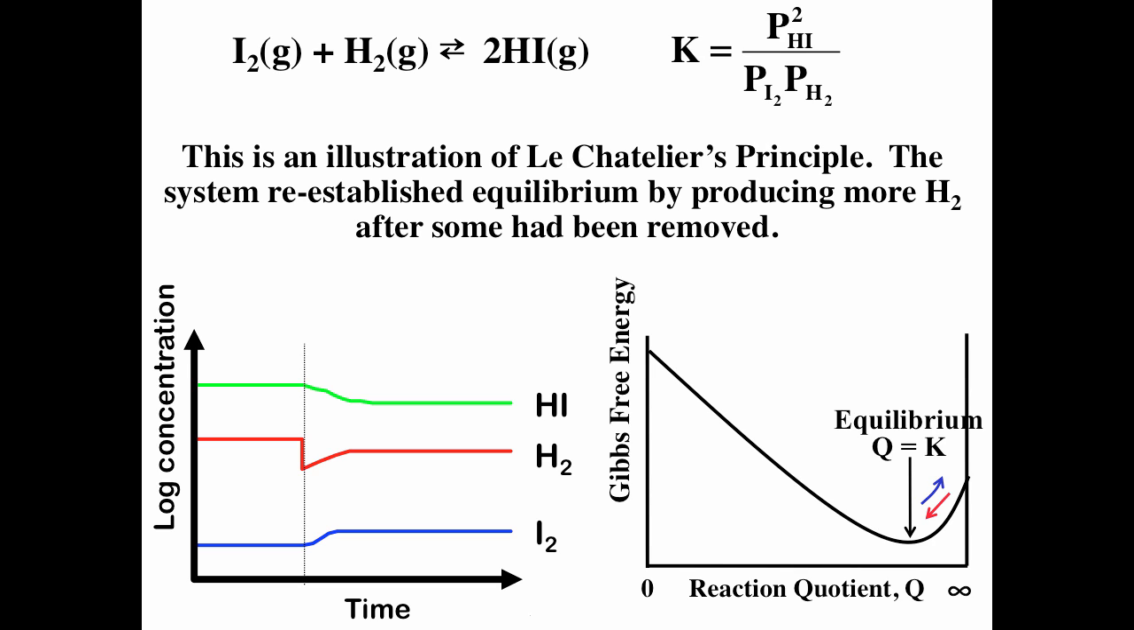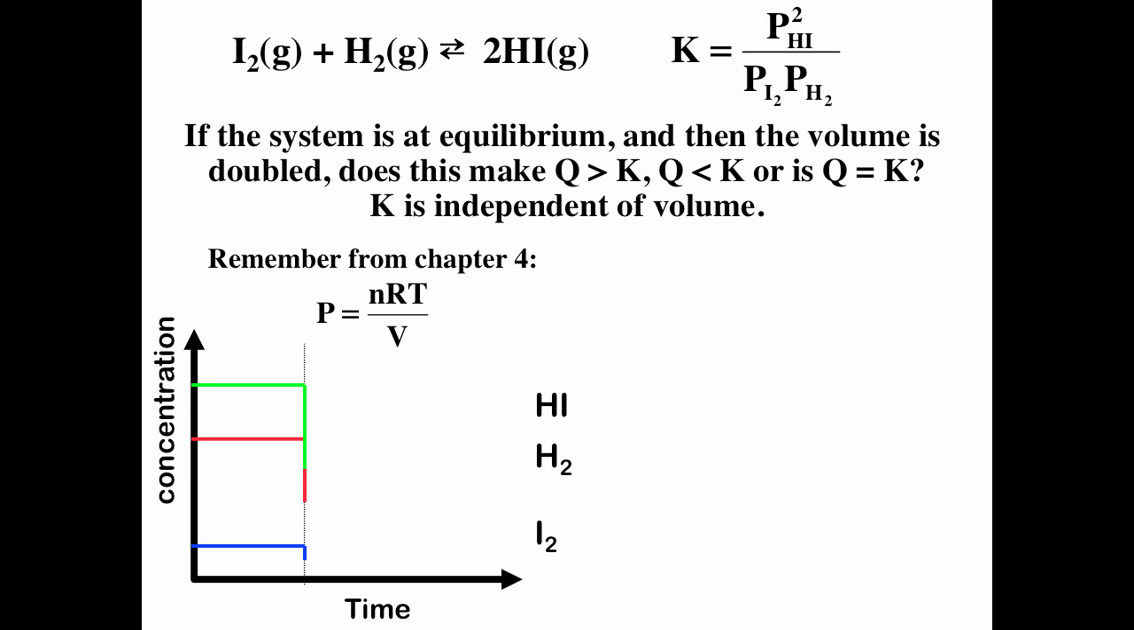We can try something a little bit more difficult. If the system's at equilibrium and the volume is doubled, does that make Q greater than K, less than K, or is it equal to K? Now, K is independent of the volume, so we don't have to worry about K changing.